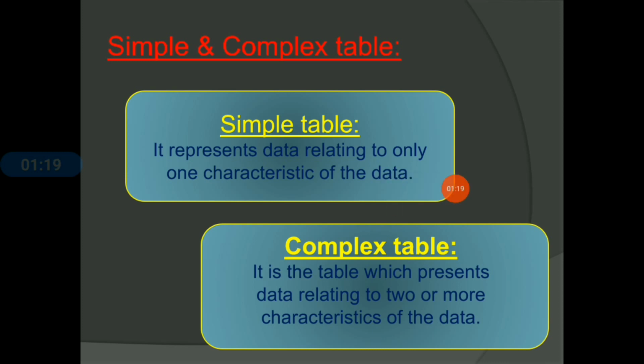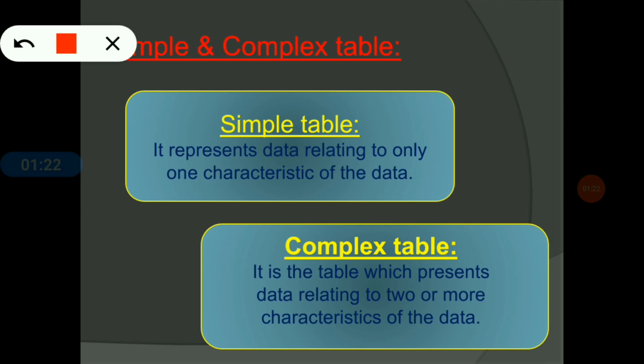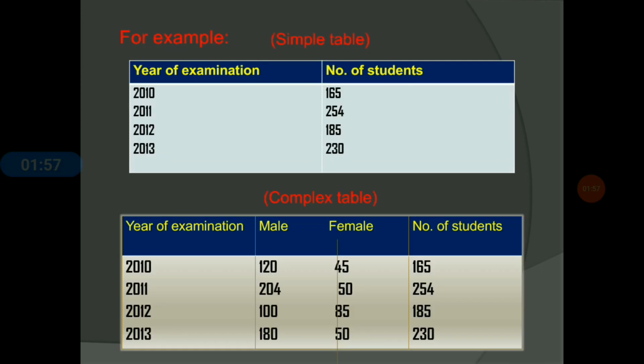So what do you mean by a simple table? A simple table basically represents data relating to only one characteristic, and a complex table represents data relating to two or more characteristics of the data. That is the basic difference between the simple table and the complex table. A simple table indicates the data according to one characteristic, and a complex table indicates the data according to two or more characteristics. Clear?